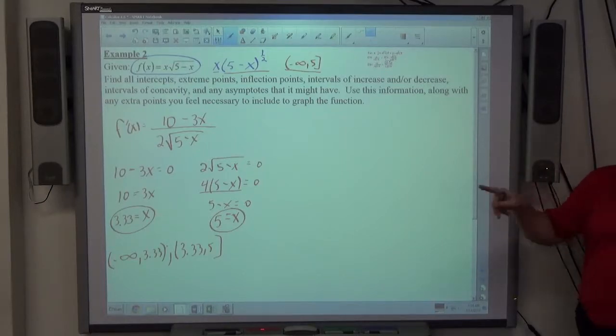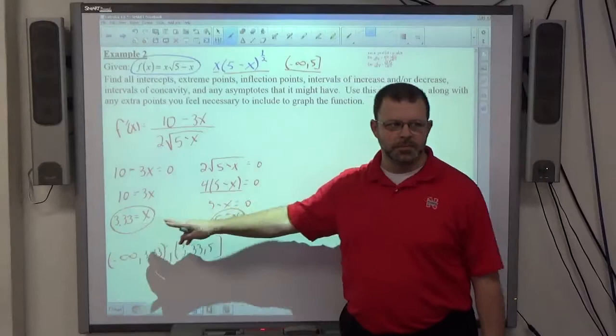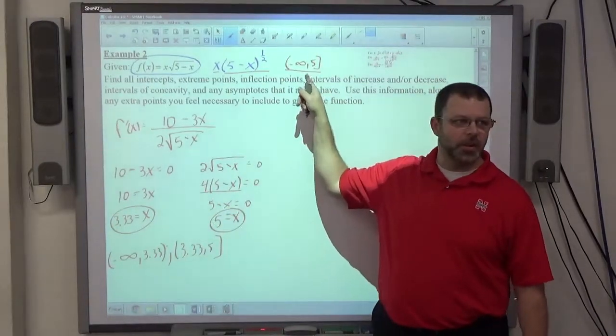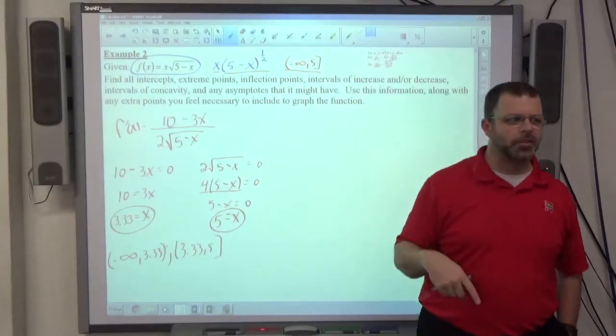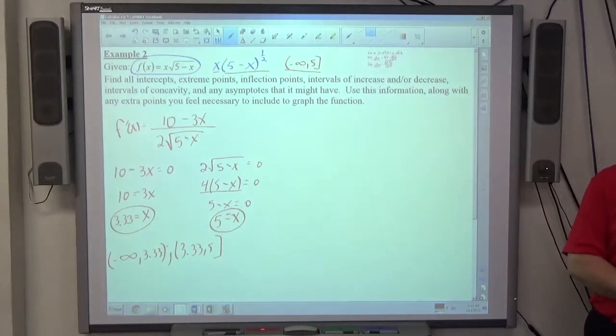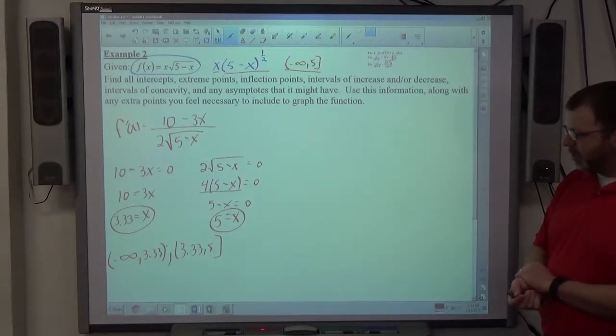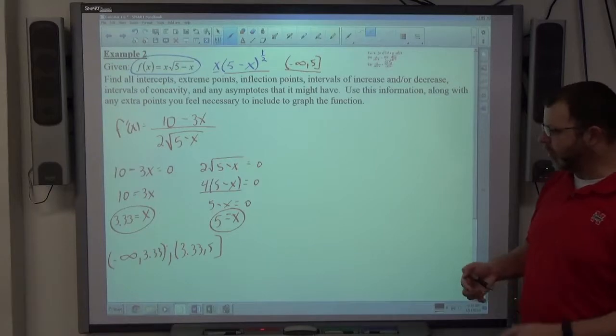Suppose the left-hand work here says x equals 6. 6 doesn't fit in there, right? So just throw it out. That happens occasionally too, where you get a number that's a critical number, but it's outside the interval you're working with, then it just doesn't matter. All we care about is what we're allowed to graph. So, negative infinity to 3.33, 3.33 to 5.